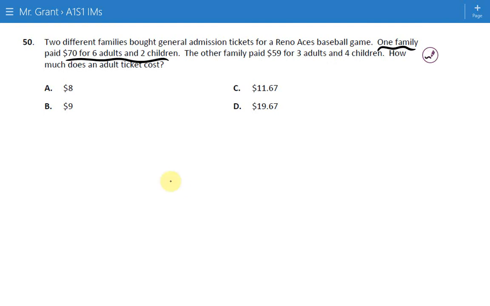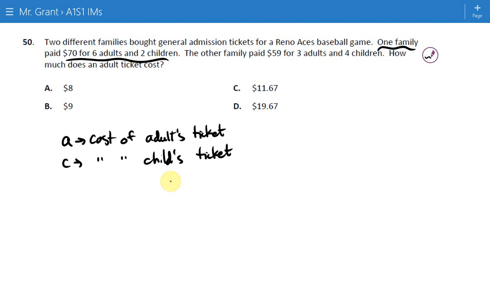Setup-wise, we have one family paid $70 for 6 adults and 2 children. Do we know how much the adults paid, how much the children paid? We don't. So maybe let's define some variables. Let A be the cost of an adult's ticket for the Aces game, and then let C be the cost of a child's ticket.